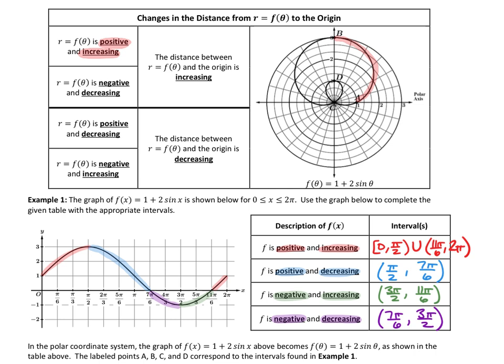We're going to hold on to that one because it's not going to make sense what I'm doing just quite yet. The next color that we're going to use is negative and decreasing. The negative and decreasing section for this polar graph does not come next. It comes here. This is where the graph is negative and decreasing, because it's from 7 pi over 6 to 3 pi over 2.